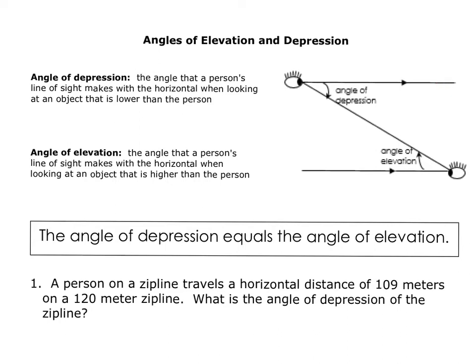So notice we have horizontal lines here that are parallel, and this looks like a transversal. So these would be alternate interior angles. Okay, so the angle of depression equals the angle of elevation. If we talk about the angle of depression, we can just use that angle down here if we wanted to make our right triangle like this. Or if we're actually talking about the angle of elevation and we wanted a right triangle like this, then we could just switch that. These are the same size. So let's look at an example problem.